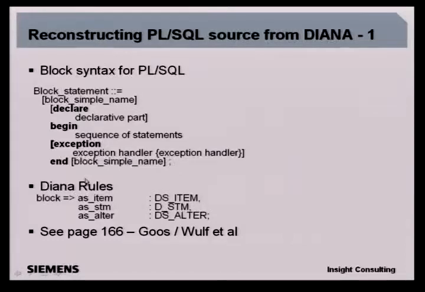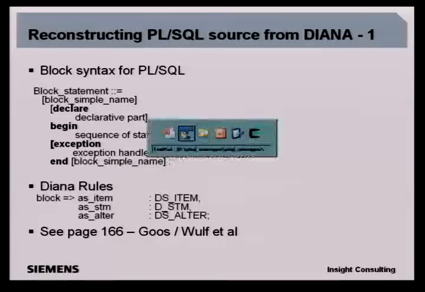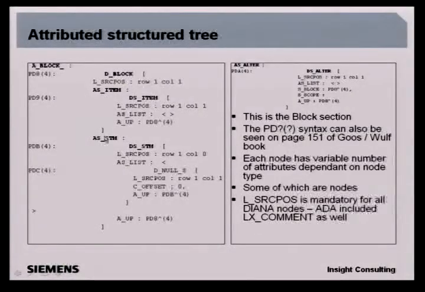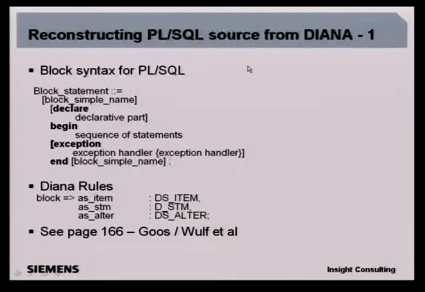Looking at the Diana rules, these are all taken from this Diana book, which is for Ada, but essentially it's the same for PLSQL. The block is made up of three sections: an AS item, an AS statement, and an AS alter, which we saw in the previous slide. So that's exactly the same as it was in Ada, because the information on this slide is taken straight from this book.